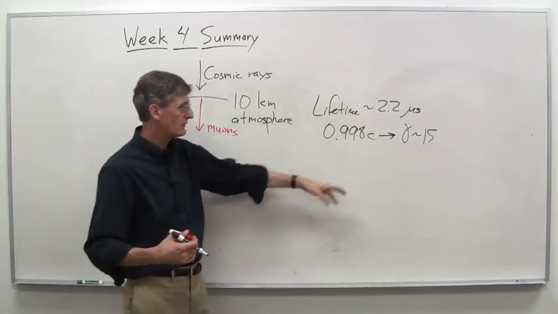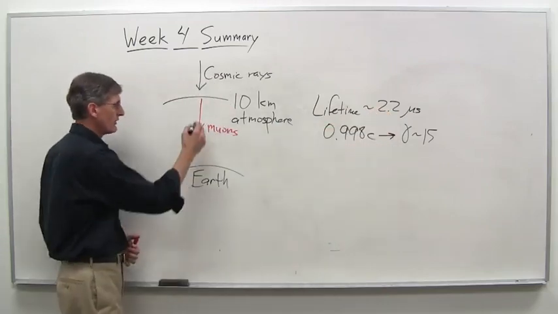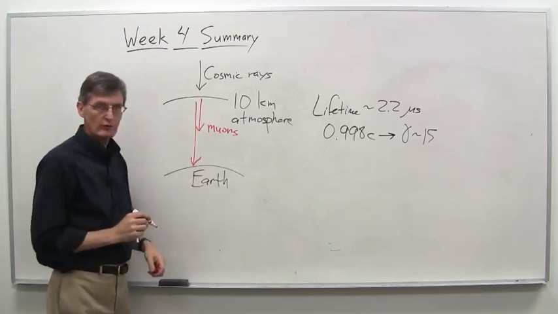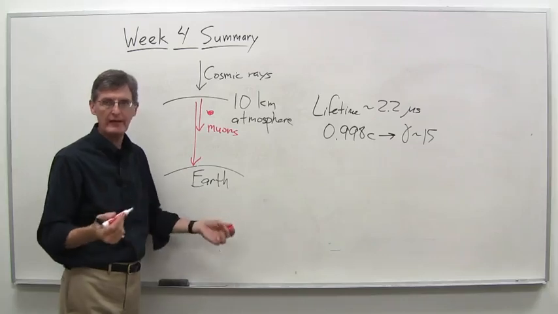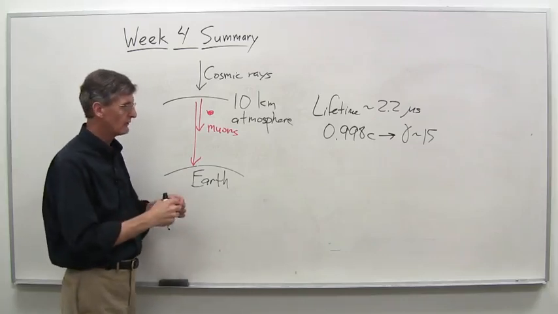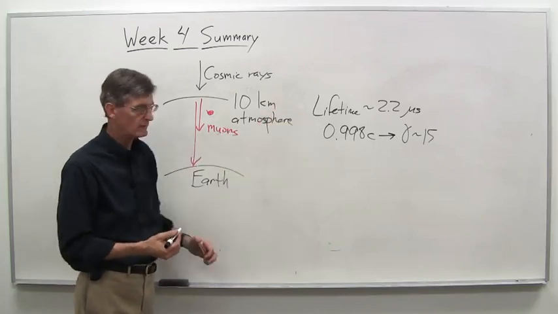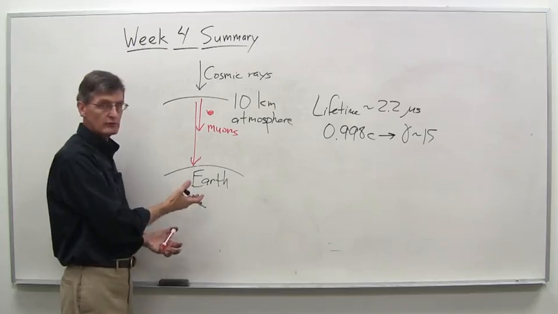If you work it out, if you lengthen its life by 15 times, moving at this velocity, it has just enough time to make it all the way down to Earth, instead of ending up someplace up here and decaying into other particles, which is what it does when its lifetime is up. This is the average lifetime there. So that explains how it gets down to Earth.